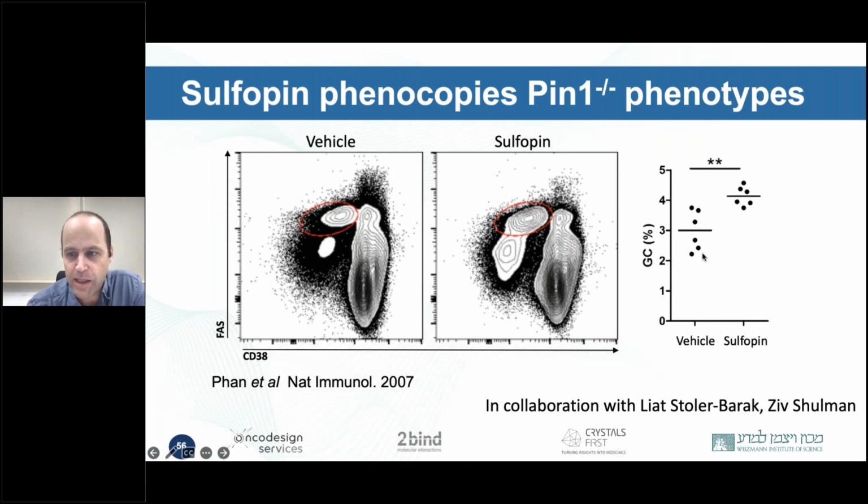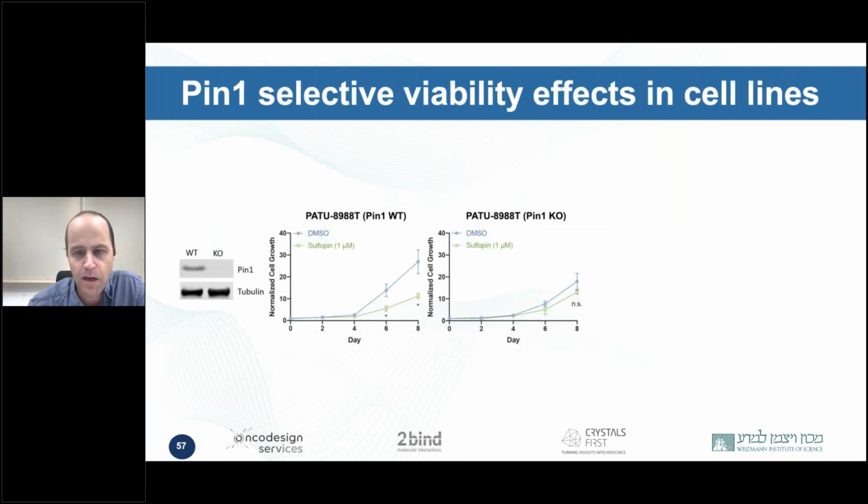And then we see here that treating mice pre-immunization with sulfopin has the exact same phenotype of significantly increasing the germinal center size. So this gave us a PD indicator that our compounds are not only orally bioavailable and non-toxic, they also show the desired effect in vivo and phenocopy the genetic knockout of PIN1.